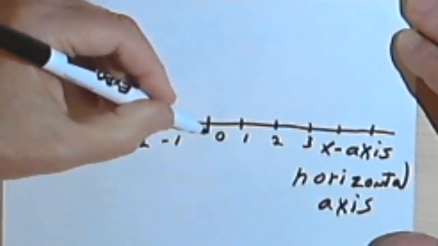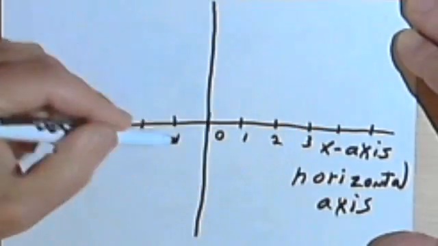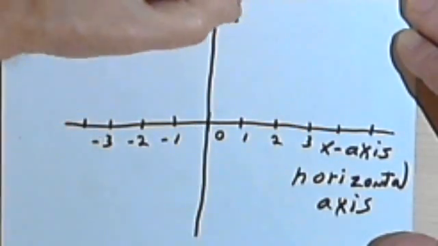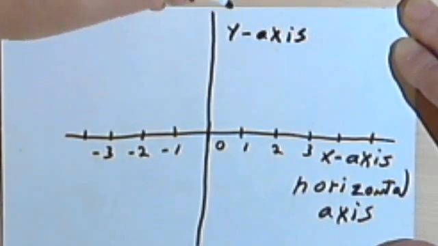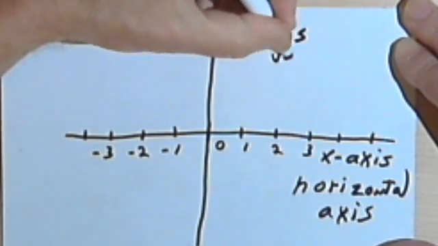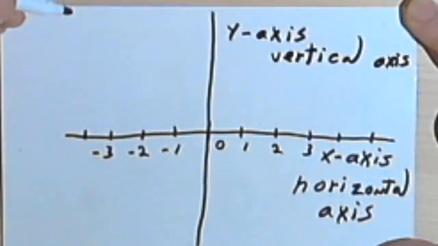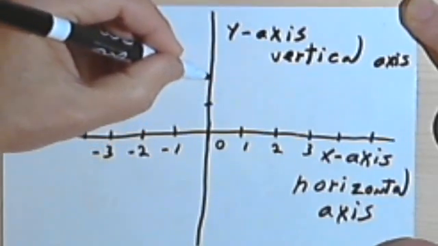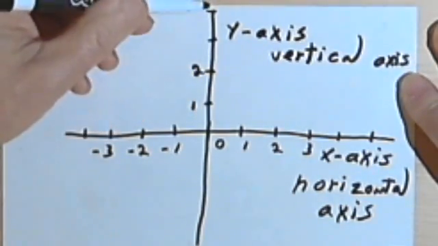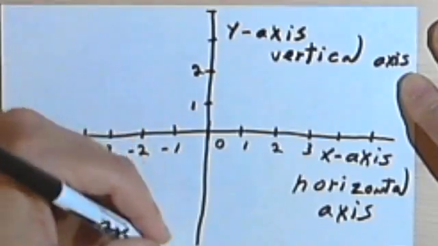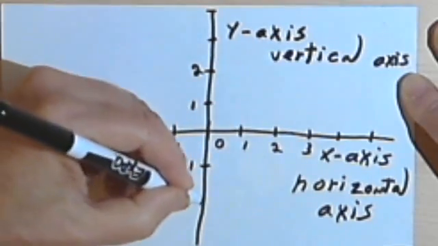Now there's a second line. The second line goes up and down. It goes through that point where the x-axis has a 0, and this is called the y-axis. It's also a number line. Besides the y-axis, they'll sometimes call it the vertical axis. We have tick marks on this line as well. I'll just label a few of them. As we go higher up, the numbers get bigger. When we go down, they get smaller. When we go down below the x-axis, they become negative.